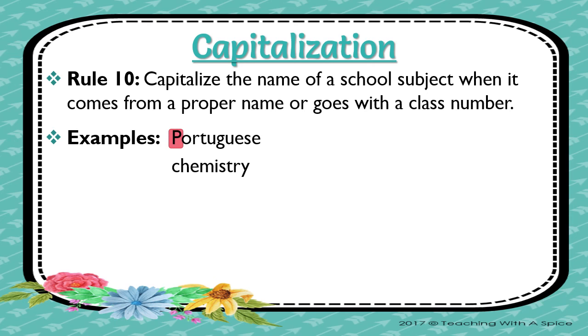Chemistry. Is that a proper name? No, it's not. Does it have a class number with it? Nope. So it stays lowercase. Chinese. We have a capital C because it comes from China, proper noun. Chemistry 101. Here we have a class number, so we capitalize the C in chemistry as opposed to the earlier one where there was no number.